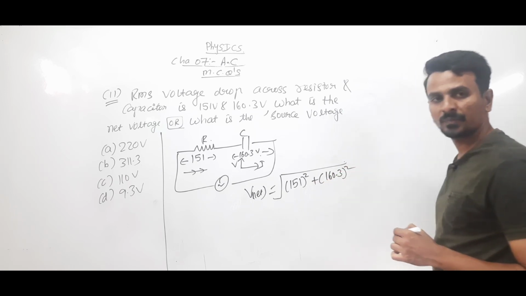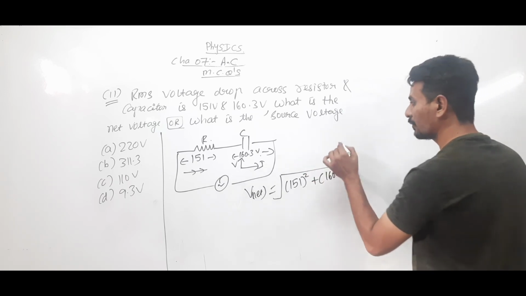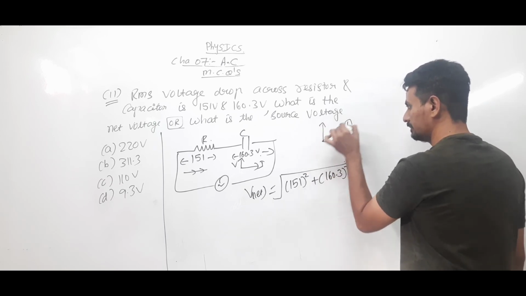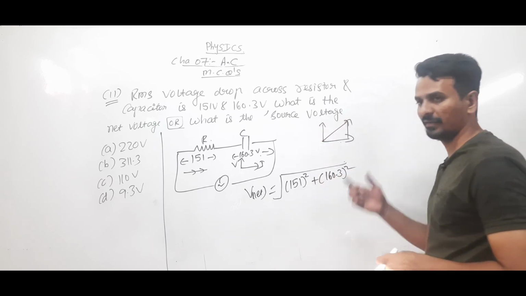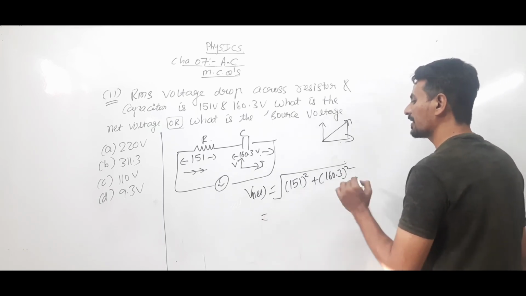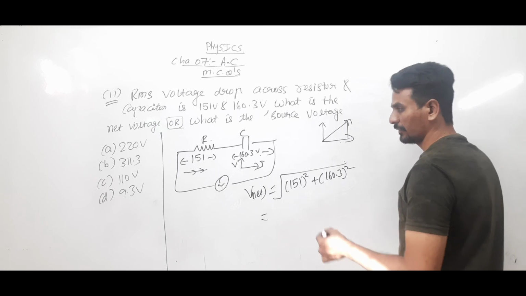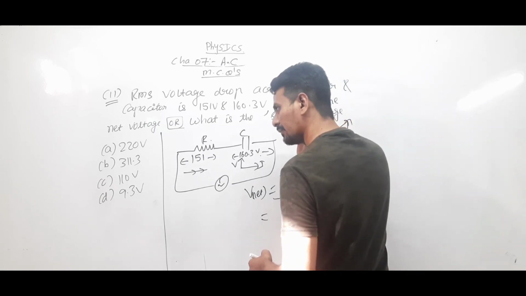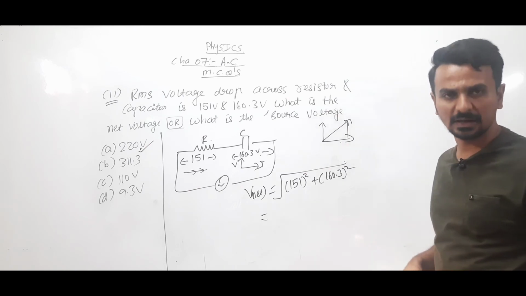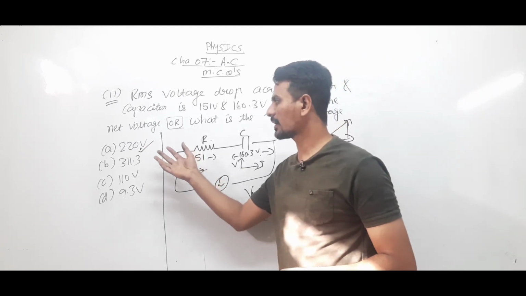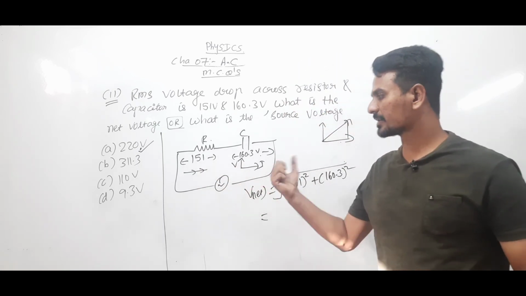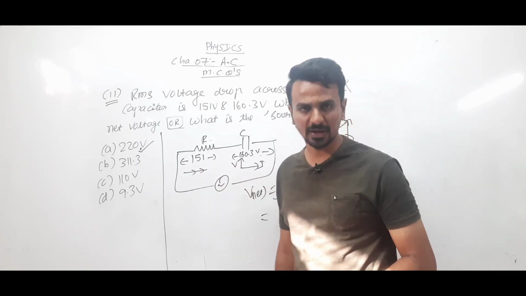This way. Clear? Because one voltage is in this direction, another voltage is in this direction. So as we were adding two vectors, this is how it will be added up. So root of 151 the whole square plus 160.3 the whole square. So net voltage will be equal to 220. Clear? So A is your correct option. You cannot add directly when you are dealing with an AC source. Okay? The next one.